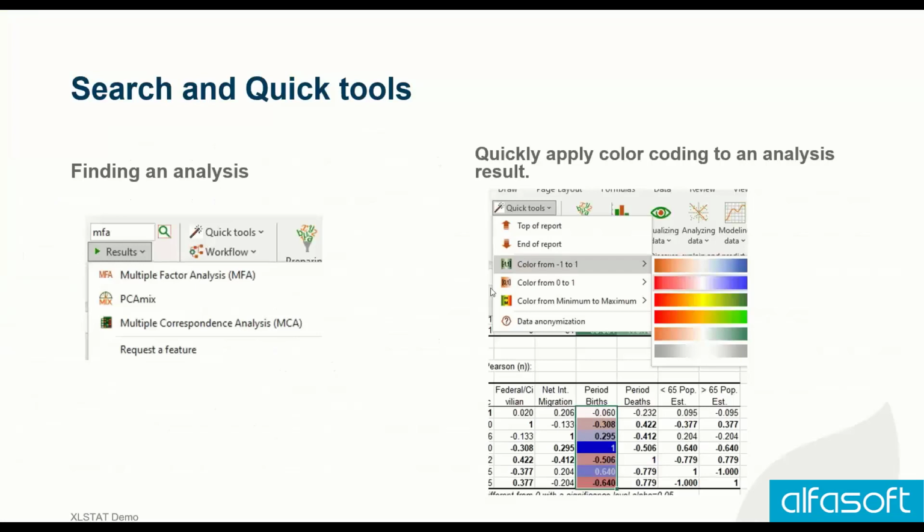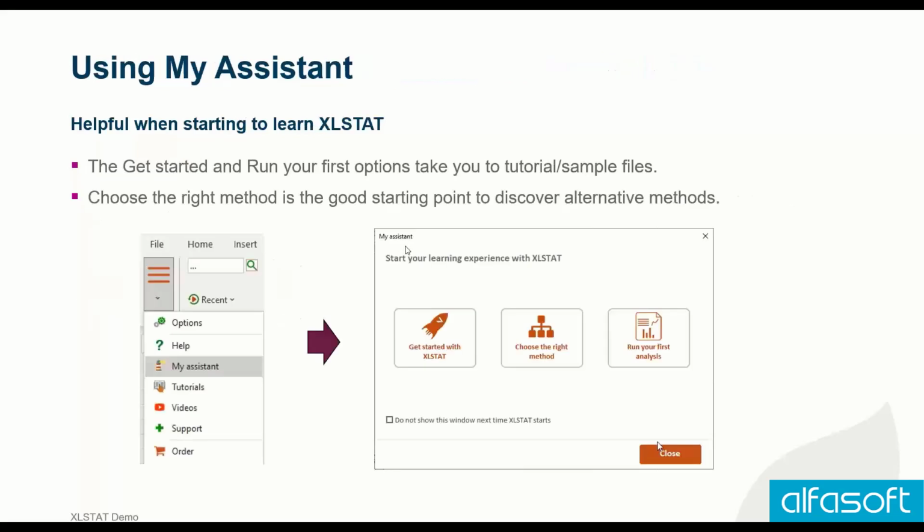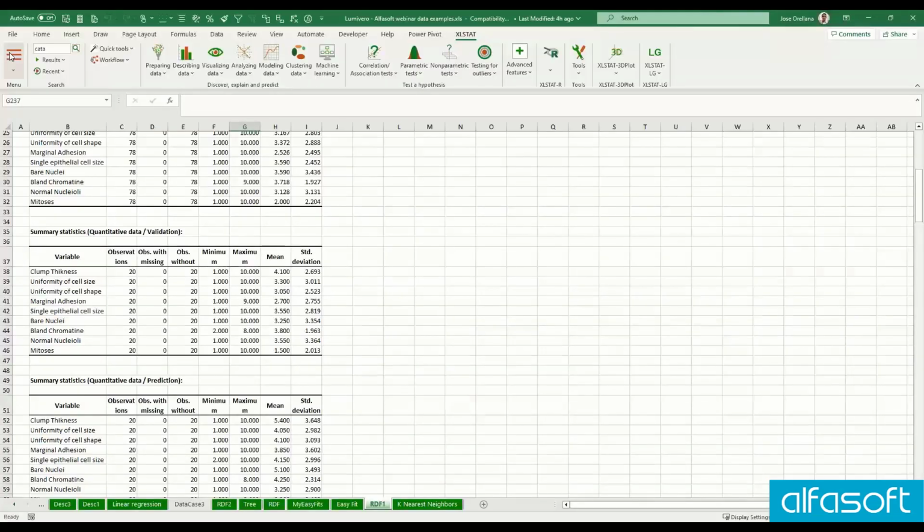Again, coloring. And you can also anonymize data, basically get rid of names, for example, or specific numbers. Exporting: jump to a place or export. And then the assistant. I want to show you this assistant because it's quite handy. It's here under the button, under My Assistant.